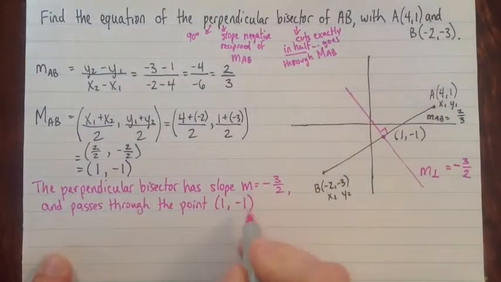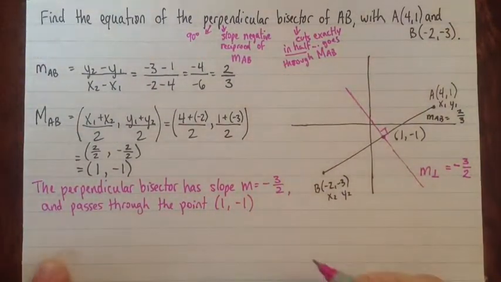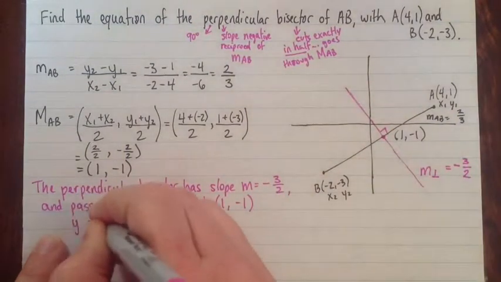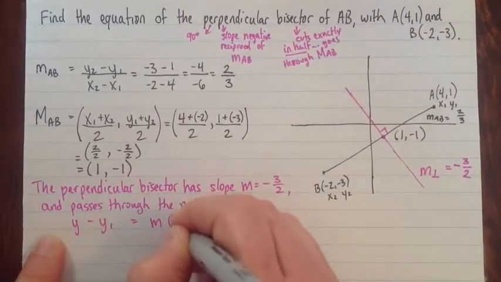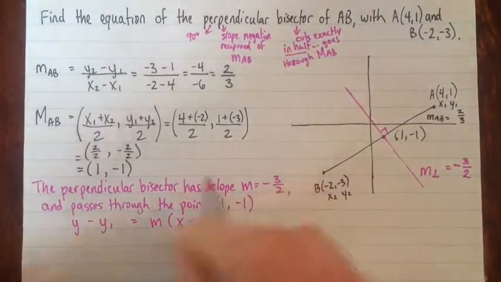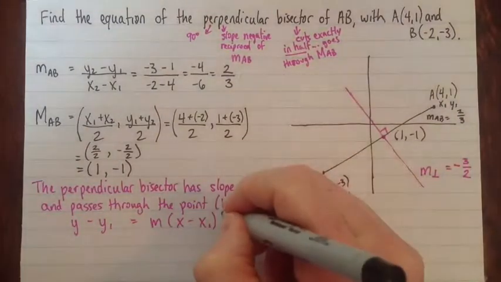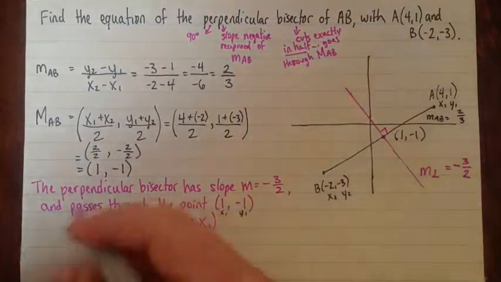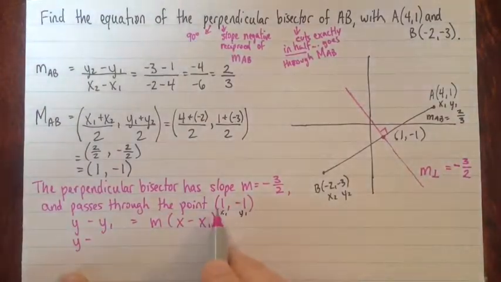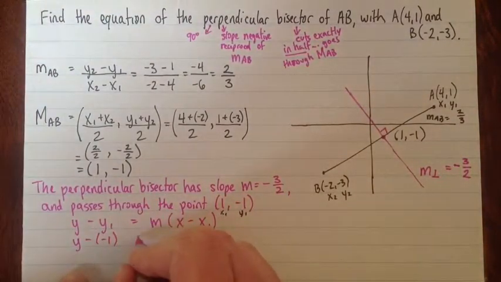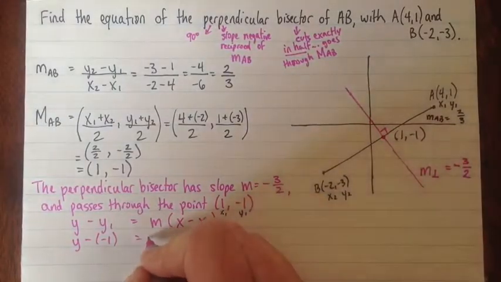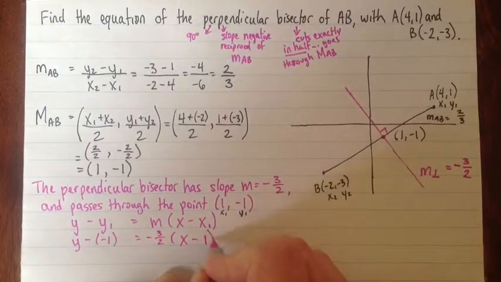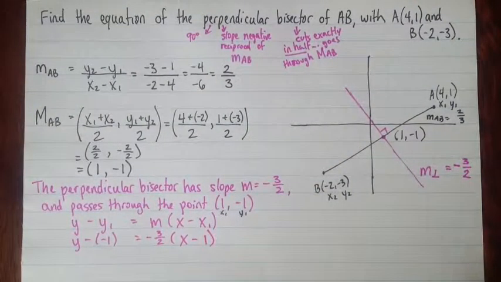Okay, so we know a point and the slope, and that point doesn't happen to be the y-intercept, so I think the easiest thing to do now is to use the slope-point form of the line. So y minus y1 equals m times x minus x1. And here's x1, y1. So we'll have y minus negative 1 equals our slope, negative 3 over 2, times x minus 1. So that's an equation of the line.